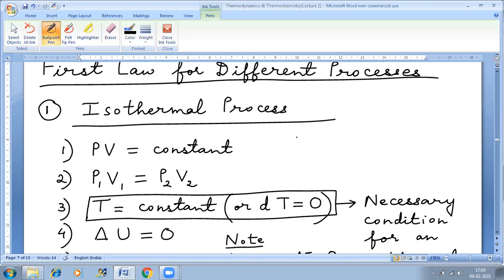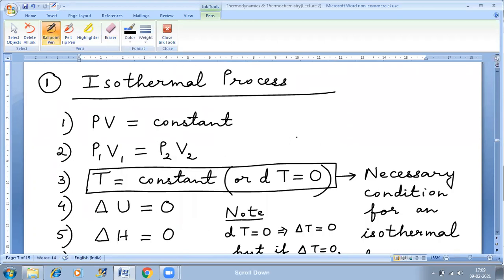First law for different processes. So we started with different processes today, in the beginning when we looked at the graphs. For those processes, now we want to evaluate the first law. So first is the isothermal process.